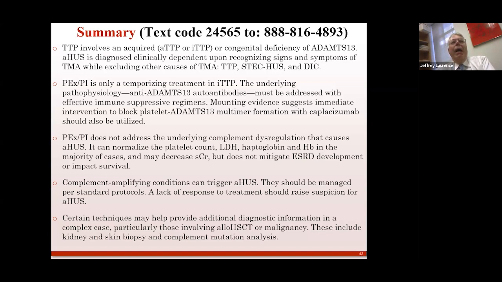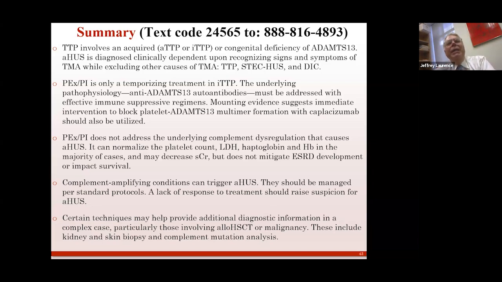Okay, so in summary, TTP is typically an acquired, or 5% of the time, congenital deficiency of ADAMTS13. Atypical HUS is diagnosed clinically. We don't have a gold standard, depending on recognizing the signs and symptoms of a TMA while excluding other causes of a TMA, and also paying attention to things like the PLASMIC and French scores. Plasma exchange is only a temporizing treatment in TTP. We used to consider it the treatment. It's not. The pathophysiology, anti-ADAMTS13 autoantibodies, must be addressed with effective immune suppressive regimens. Mounting evidence suggests immediate intervention to block platelet von Willebrand's factor multimer formation with caplacizumab should also be utilized. That's a misprint. It should be platelets von Willebrand's factor.